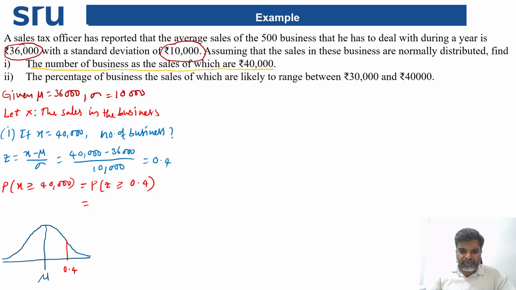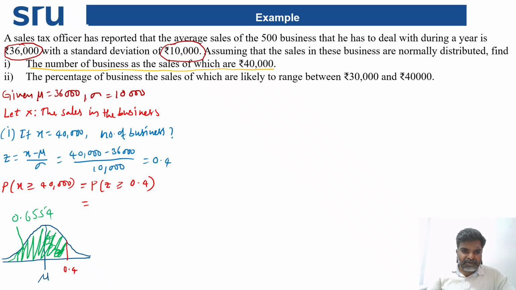Okay. Now we have to see the table. Already you know the table always gives the left side area of the Z value. So the left side area means this one. You will get this one from the table. Okay. Already you know how to see the table. From the table you will get here 0.6554.